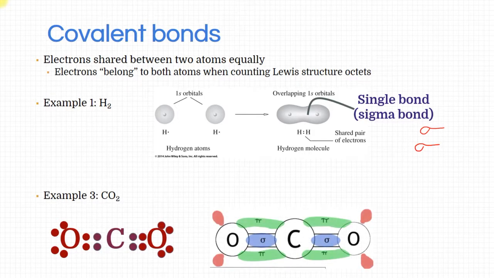Anything that has a bond has a sigma bond in it. That's kind of like the default. That's the lowest energy level. So if I've got 2 atoms bonded together, I have a sigma bond. If I have a double bond, it means I also have 1 pi bond.